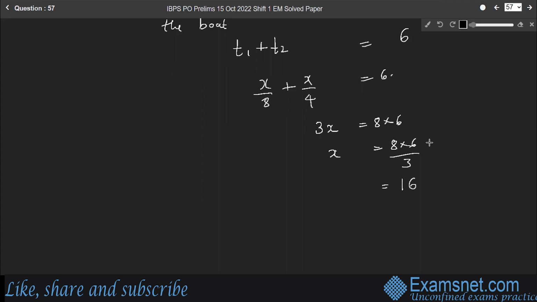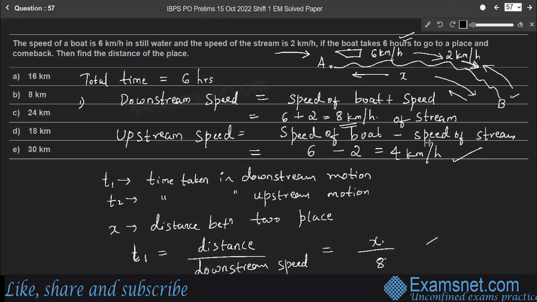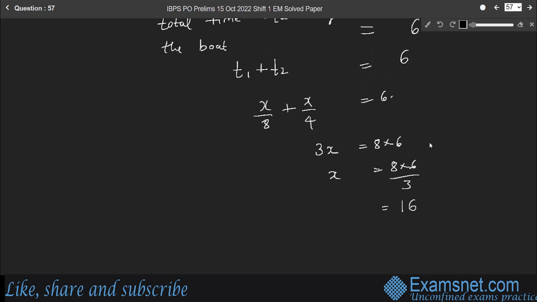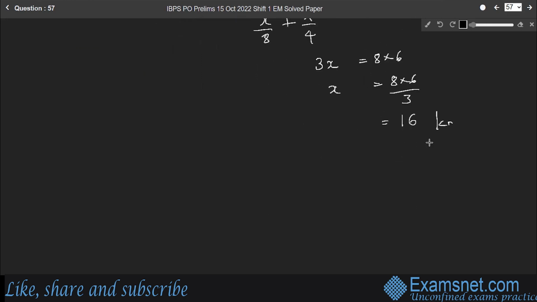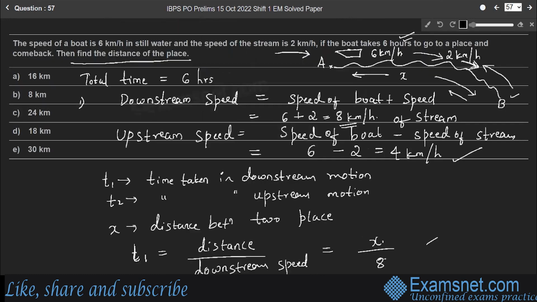So 16. What is 16 here? X is the distance between two places. The question is to find the distance of the place. The distance of the place is 16 kilometers. Here the length is in terms of kilometers. Therefore, option A is the right answer. The distance between places A and B is 16 kilometers.